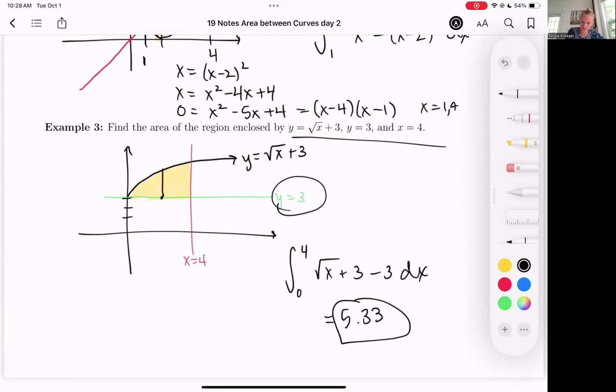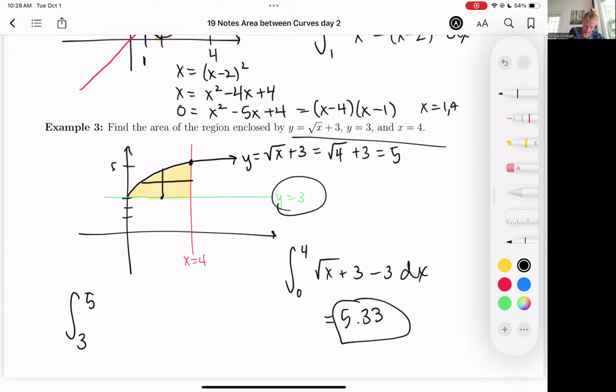If you wanted to do this in terms of y, why don't I go ahead and do that? We would do an integral from 3 to whatever this number is. Oh, wait. Sorry. That's where x is equal to 4. So we want to know what do we get when x is equal to 4. So that's going to be 5. So we're going to have the integral from 3 to 5. Those are my y values.